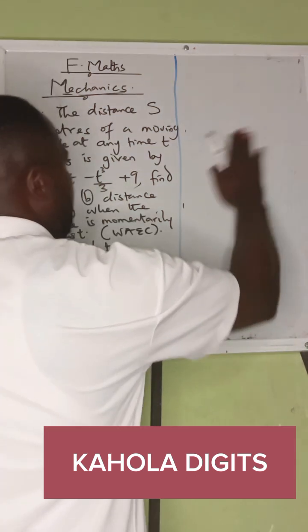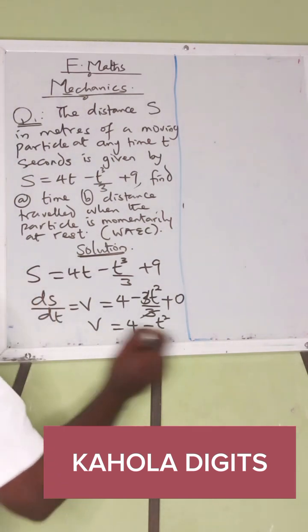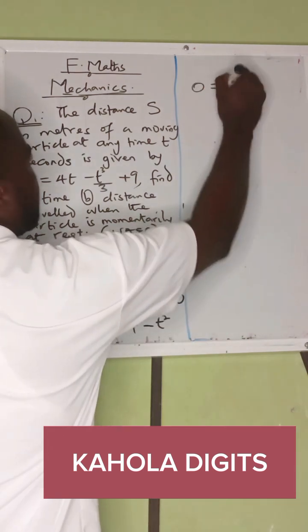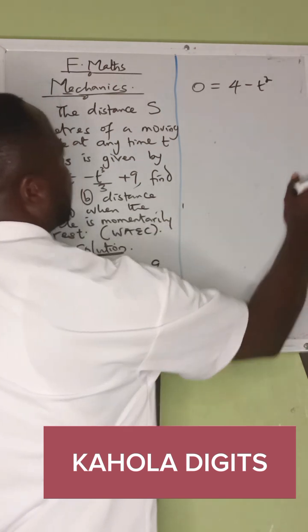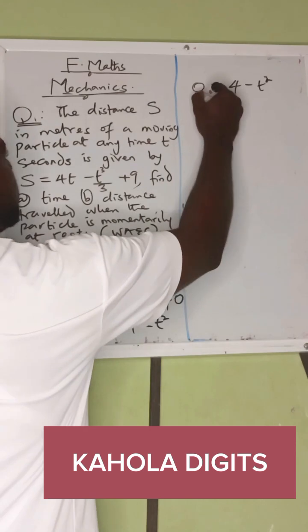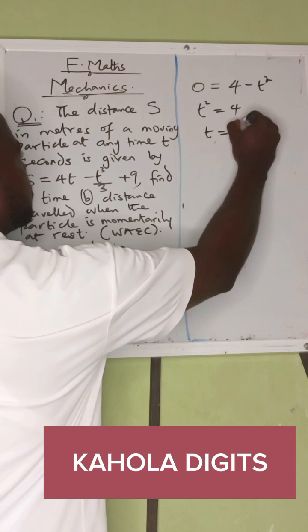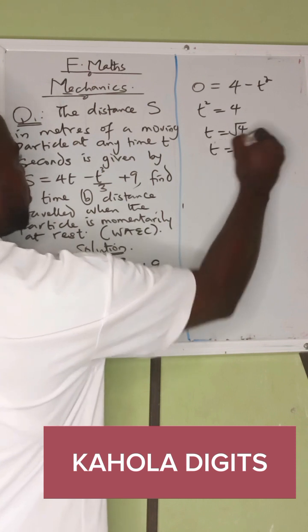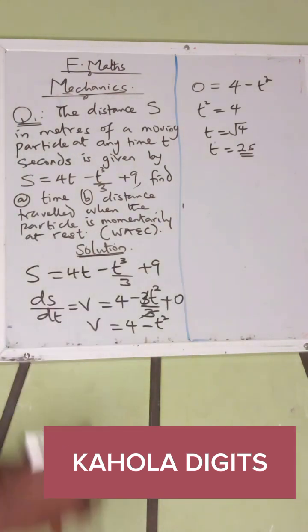Again, when the particle is momentarily at rest, the velocity must be equal to 0. So we equate this expression to 0: 4 minus t^2 equals 0. Now we can determine the value of t. t^2 equals 4, so t equals the square root of 4, and t equals 2. So the time when the particle is momentarily at rest is 2 seconds.